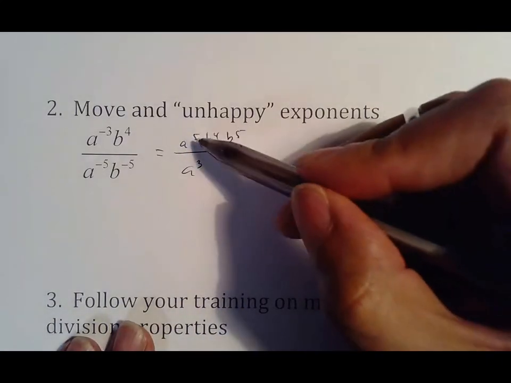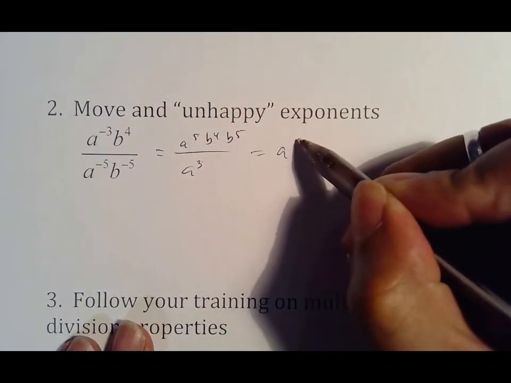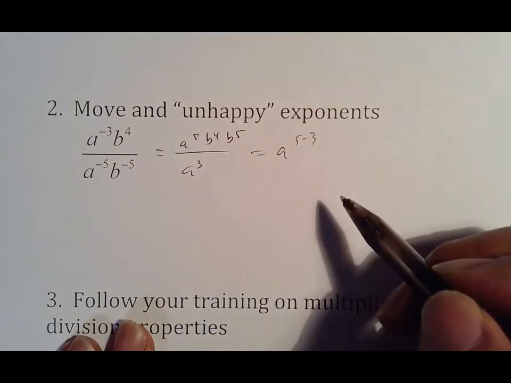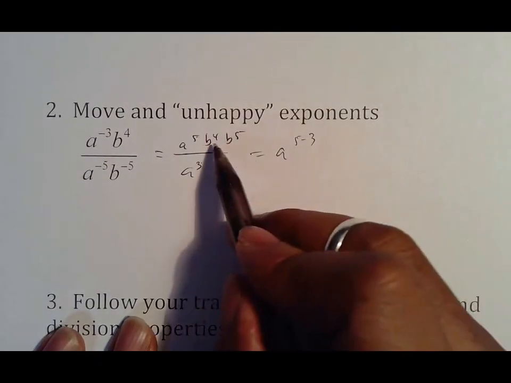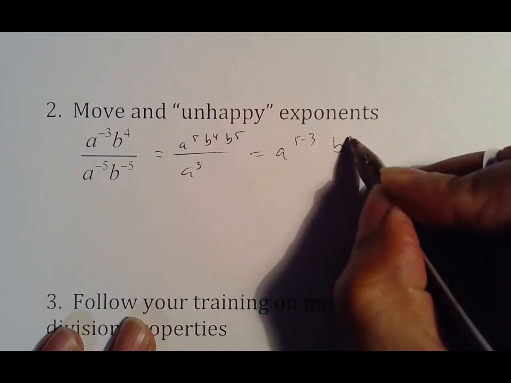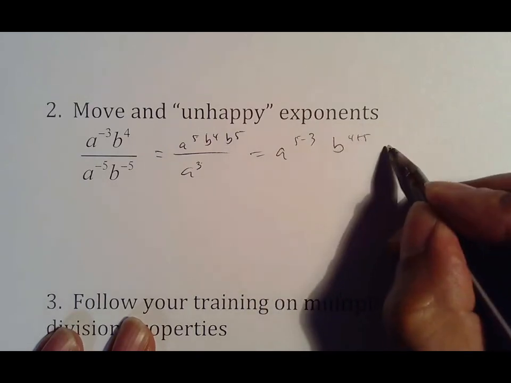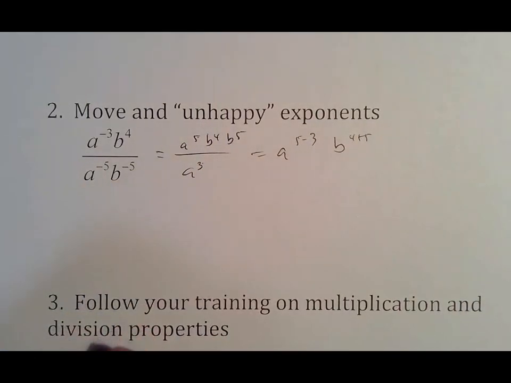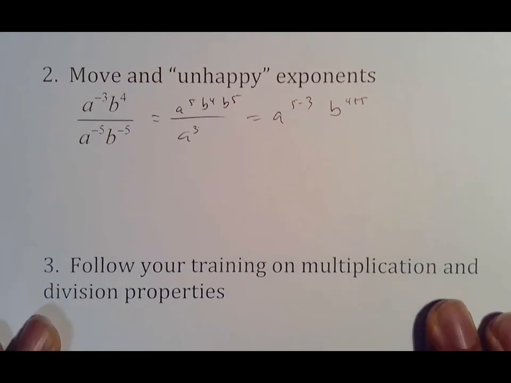But again, in this case, you would be subtracting 5 minus 3 because you're dividing. But because both of these b's are together, you'd actually be doing b to the 4 plus 5, because those two are together. So like I said, that's where I said you need to make an instinct, because there's a lot of decisions that you need to be ready to make.